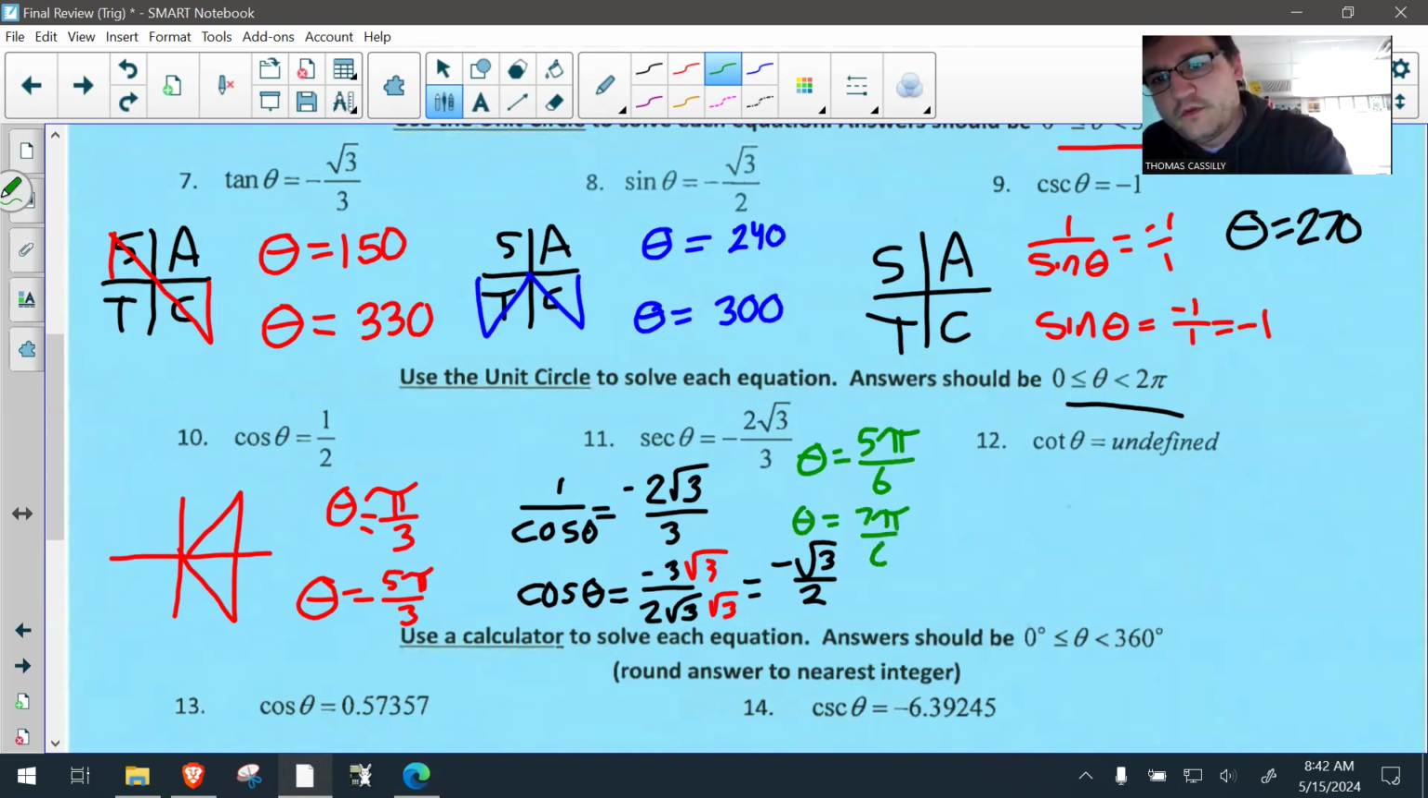Right? Now, if you don't have the unit circle memorized, it does tell you your positives and your negatives, but it's a shortcut. It tells us exactly where to look.